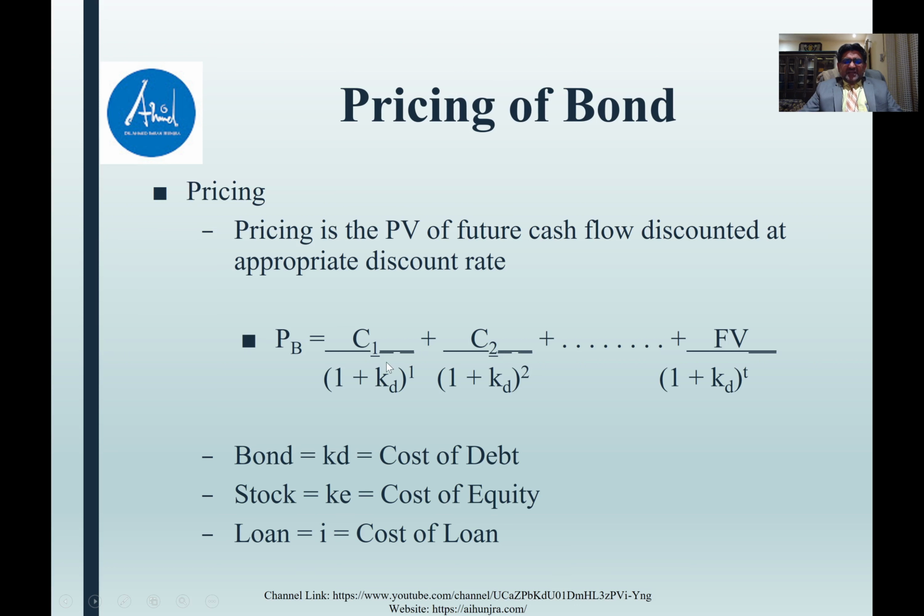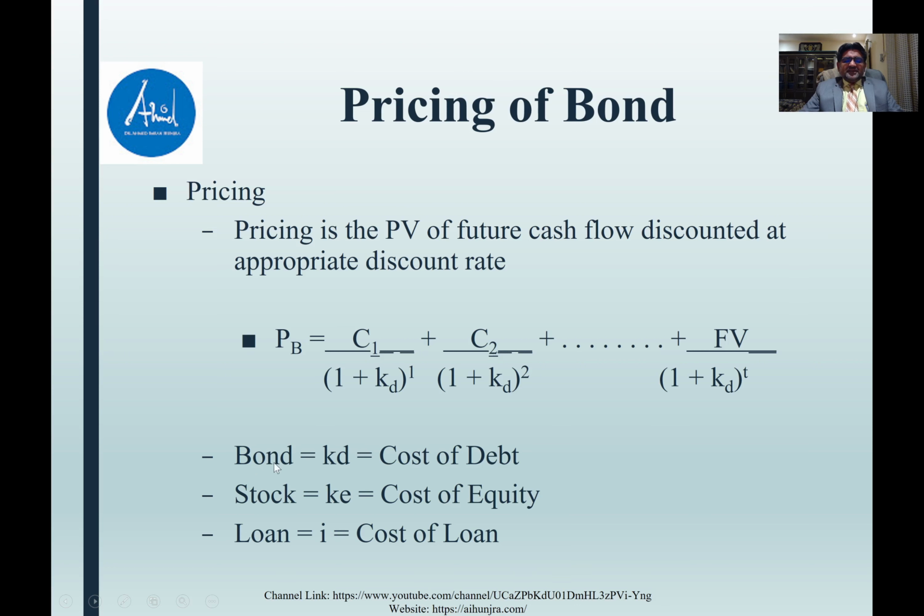As we know, in our time value of money we normally use I for interest rate, or it can also be denoted by small r, but here we are talking about the price of a bond. A bond is a debt instrument for raising debt. So when a firm issues a bond, there will also be a cost of debt, which is denoted by KD. So overall, we can calculate the price of the bond as the coupon of the first period divided by 1 plus KD raised to the power 1, the coupon of the second period divided by 1 plus KD raised to the power 2, up to N or T.